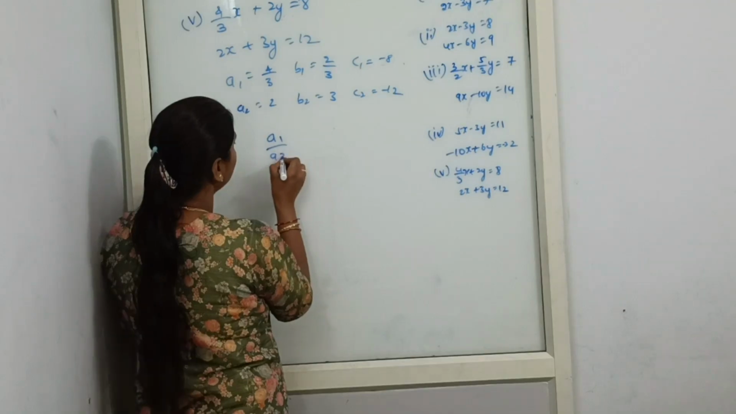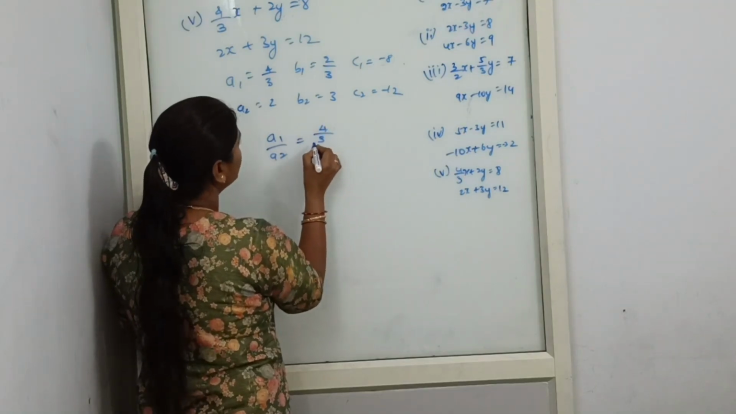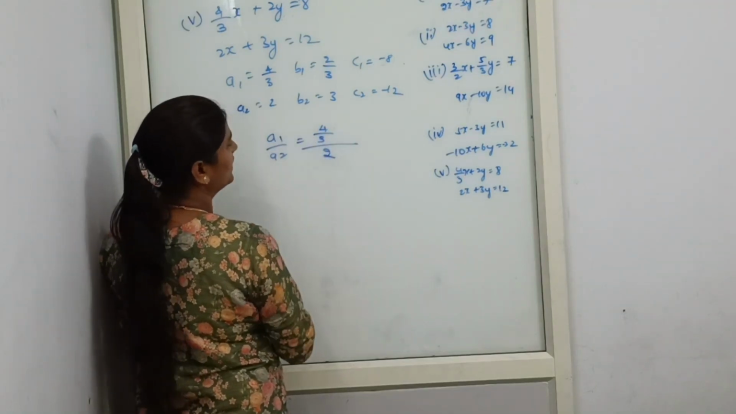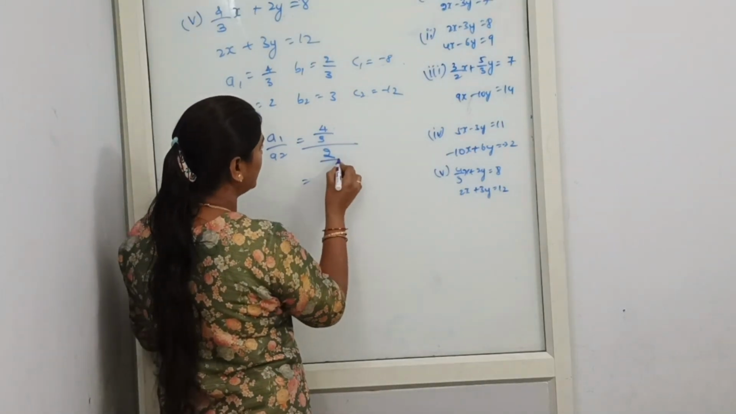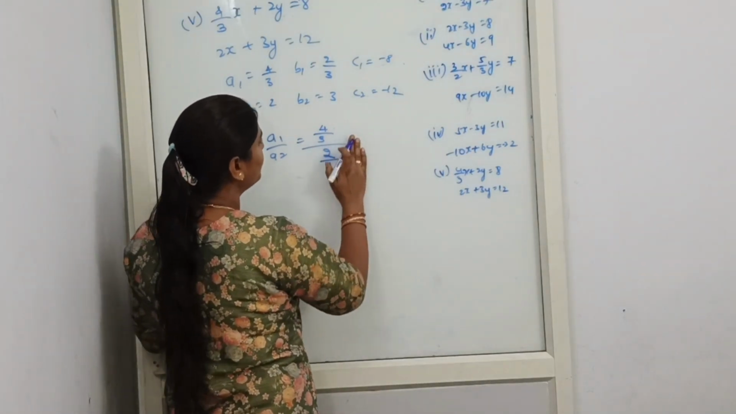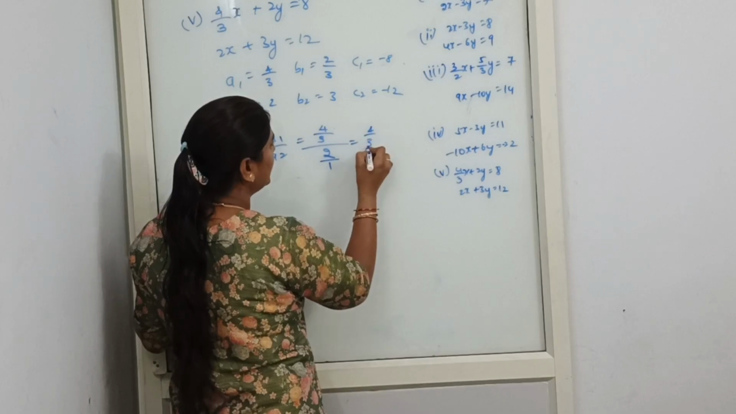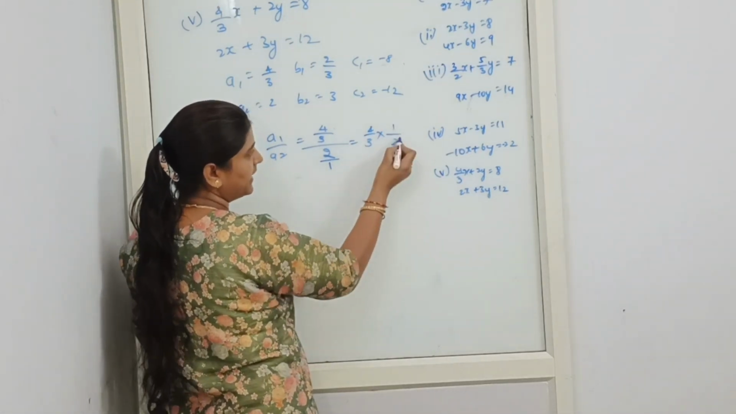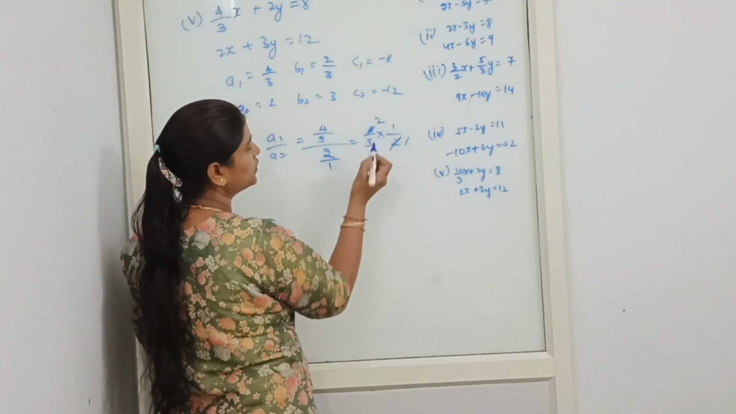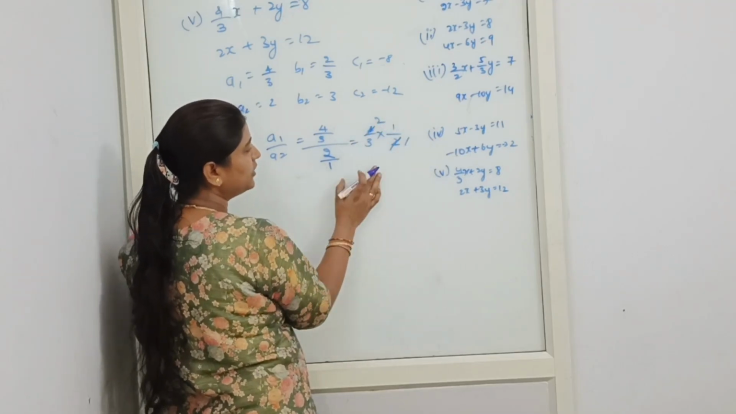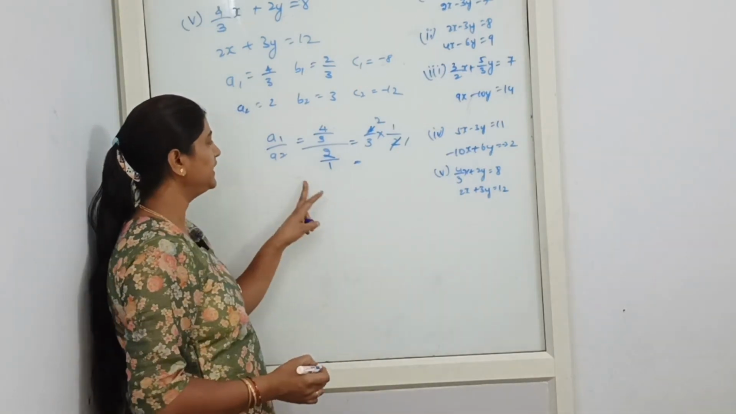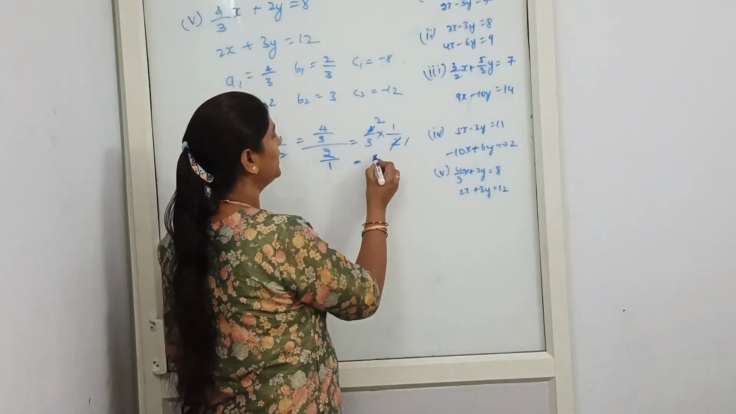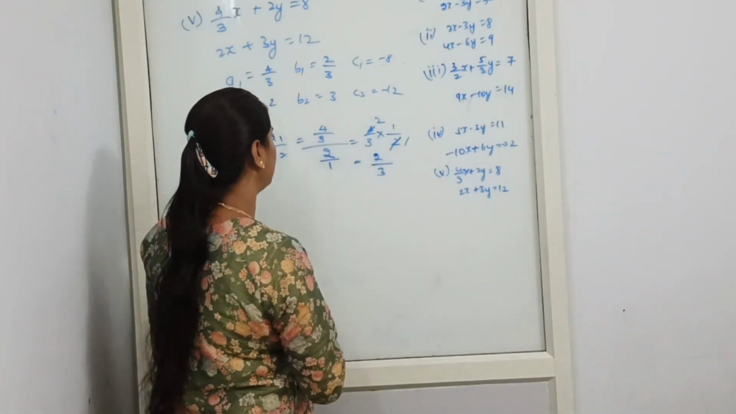Compare the ratio: 4 by 3 whole divided by 2. If it is whole divided by 2, nothing is there means 1 will be. So 4 by 3 into, take the reciprocal, 1 by 2. Cross multiplication: numerator into numerator, denominator into denominator. 2 into 1 is 2, 3 into 1 is 3.